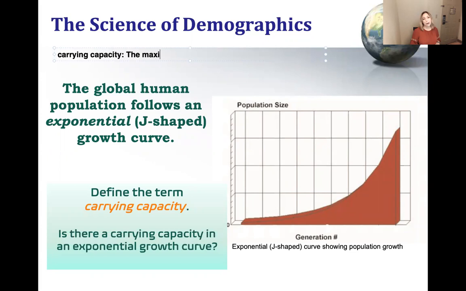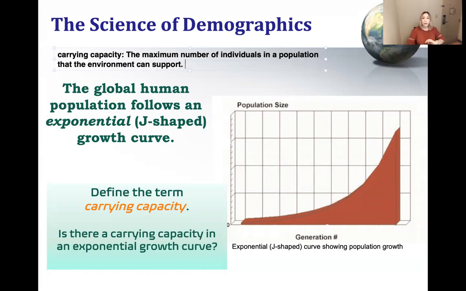the maximum number of individuals in a population, so they're the same species, the maximum number of individuals in a population that the environment, oh my gosh, I cannot type, can support. So the maximum number of individuals in a population that the environment can support.